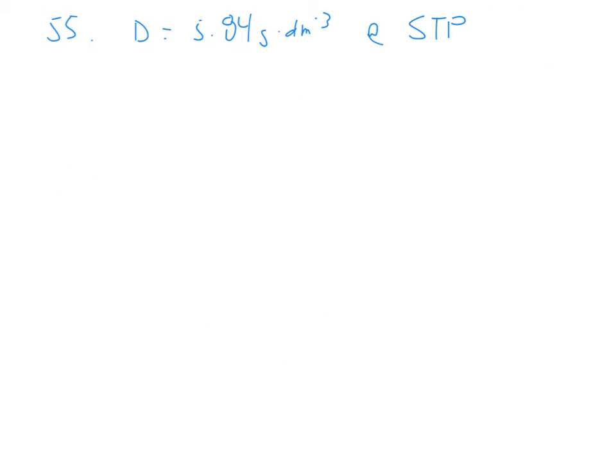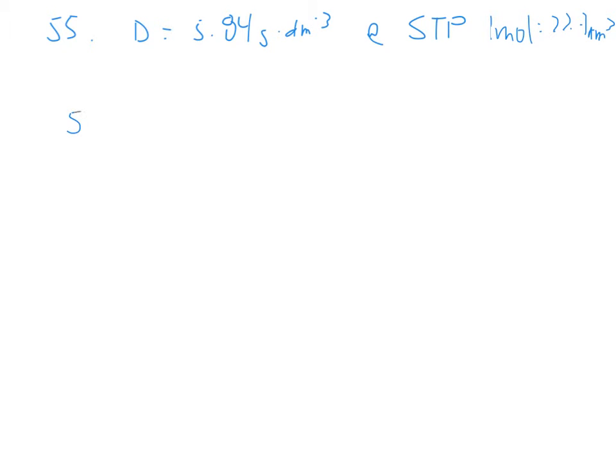So number 55, they tell you that a noble gas, so it's over in family 8A, has a density of 5.84 grams per decimeter cubed at STP, and they want you to calculate its molar mass. Now, you could use the ideal gas law and plug in for this, but since it's at STP, remember at STP we already know that 1 mole is going to be 22.7 decimeters cubed, and what I need is moles and grams.